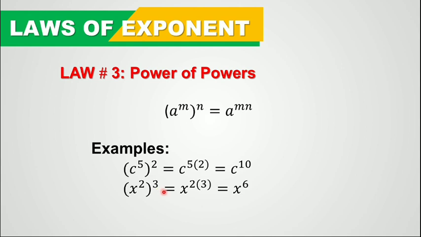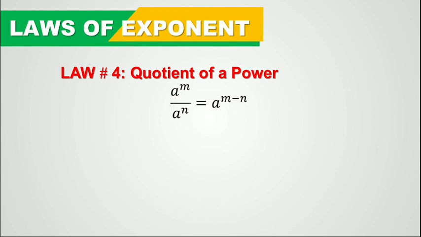So we'll simply copy x and then we'll simply multiply 2 times 3, which is 6. So x squared to the power of 3, or x squared cubed, is equal to x to the power of 6.